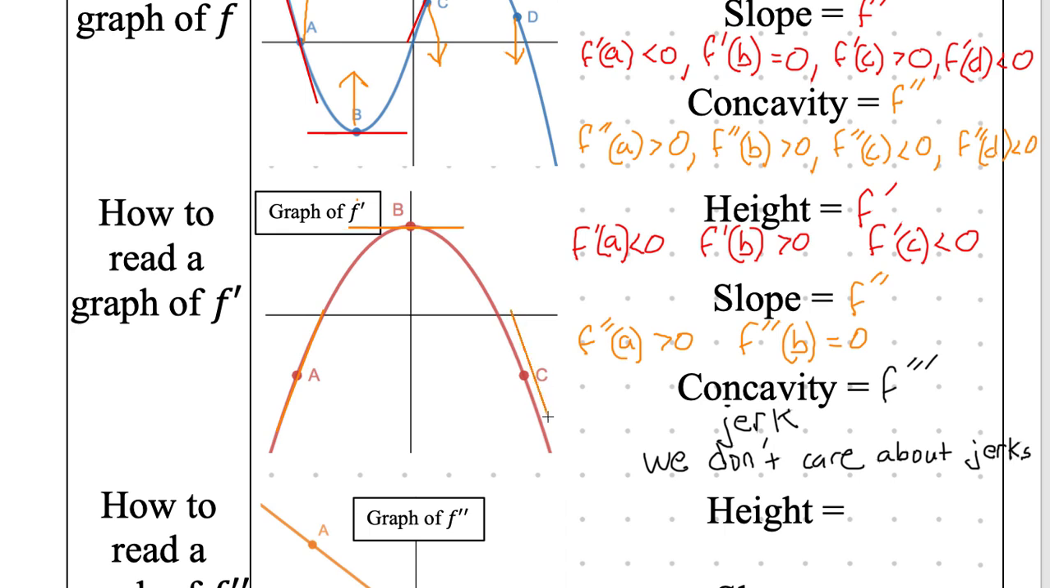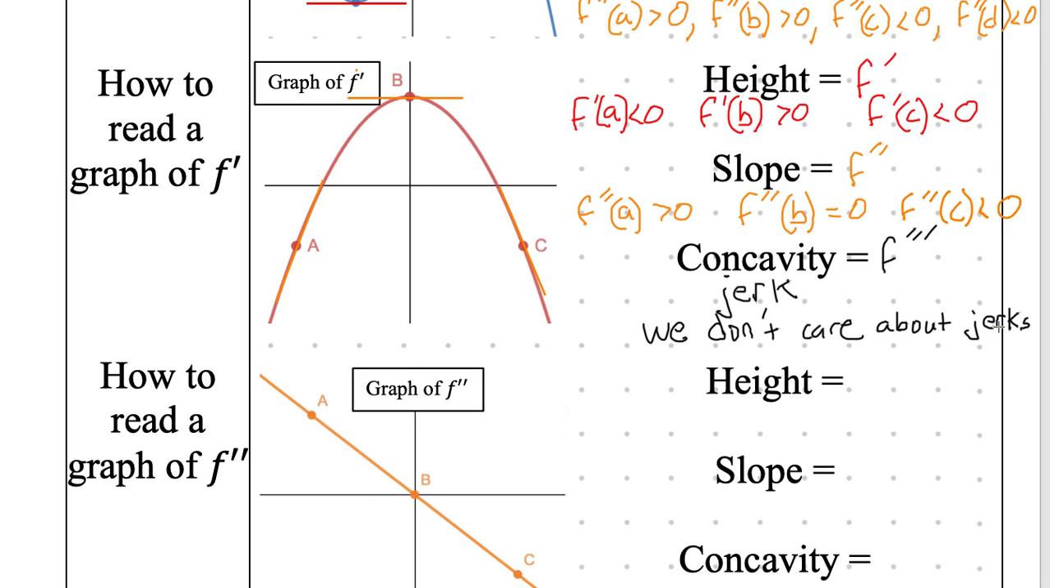And if I draw the slope over here at c, how do I say that, Sego? F double prime of c is less than 0. Perfect. And then we don't care about jerks.